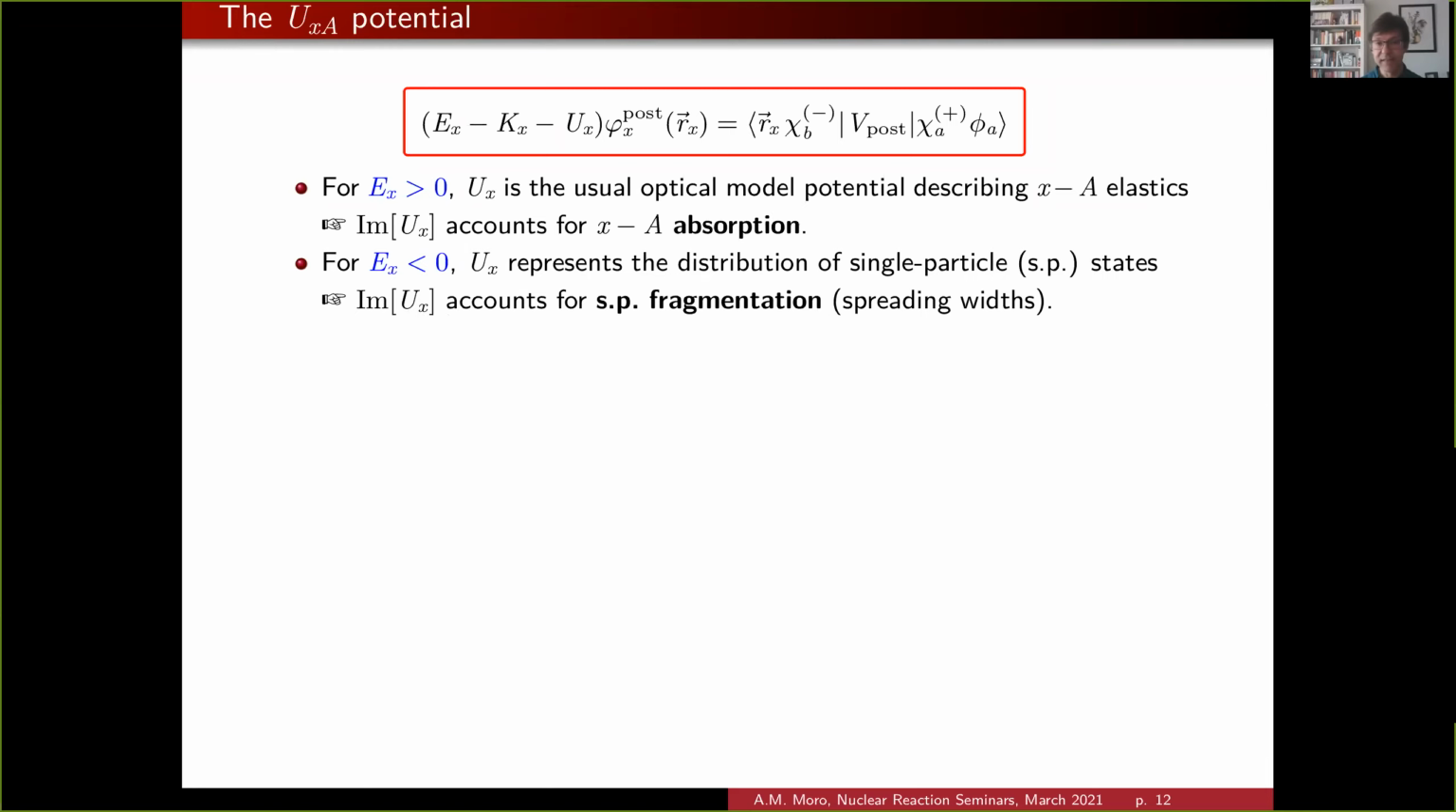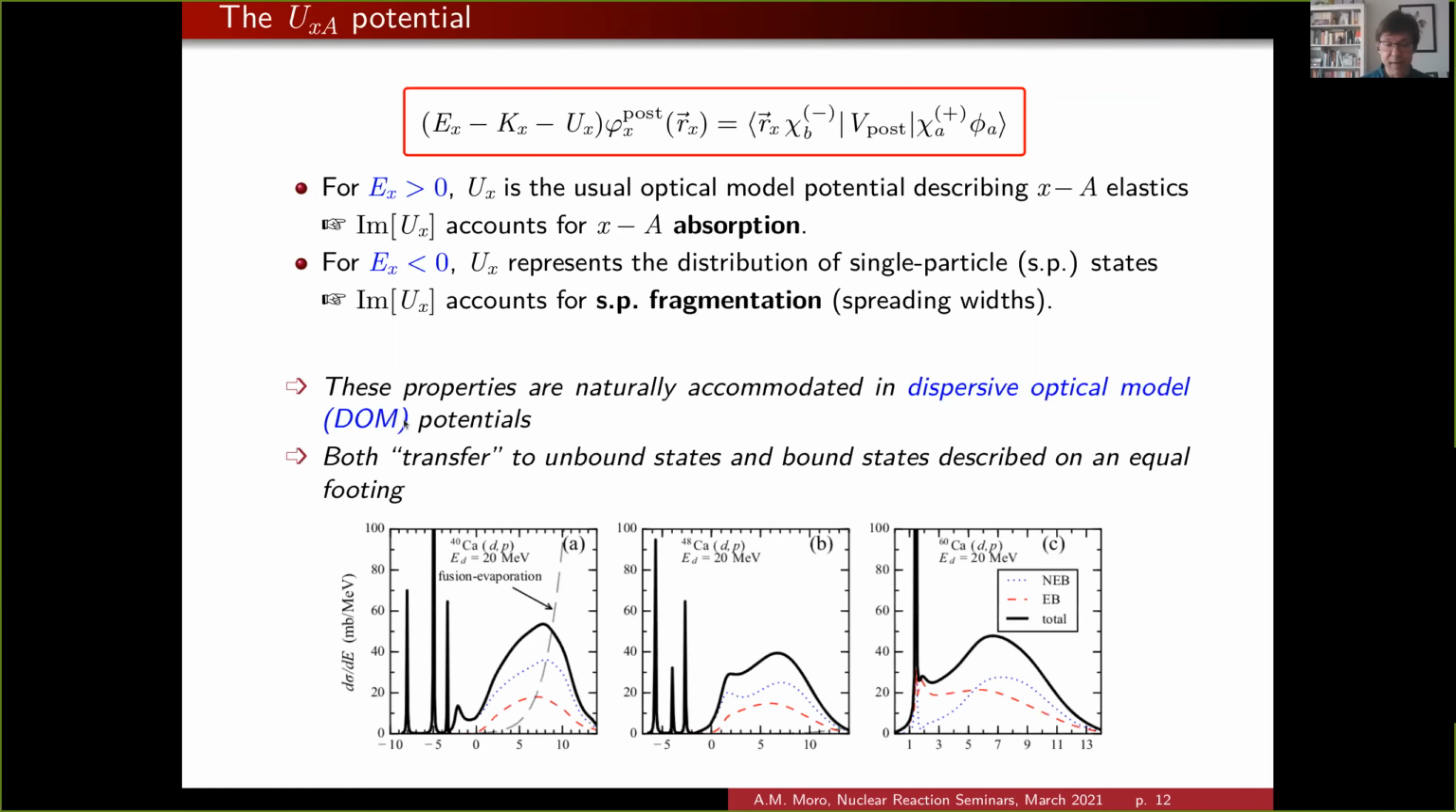We do not intend here to describe one by one all the single particle states. We are just trying to describe the whole contribution of these single particle states. So in principle we don't need to use spectroscopic factors and so on, because all this information is encoded in the optical potential.